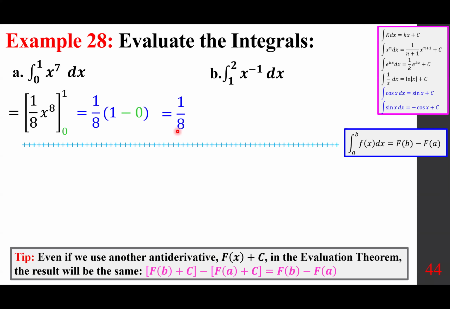What about this one? As you know, x to the power of negative 1 is the same as 1 over x, so this results in natural log, and we keep the absolute value. I want to make a point. The absolute value over here makes no difference. You plug in 2 and 1, ln 1 is 0, so you get ln 2, and you keep it as ln 2 because it's an exact answer.